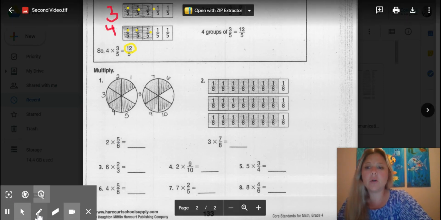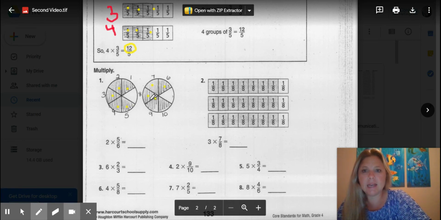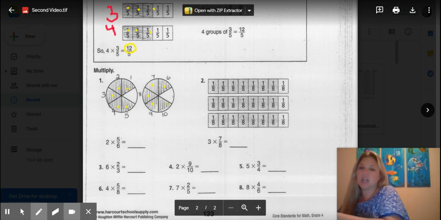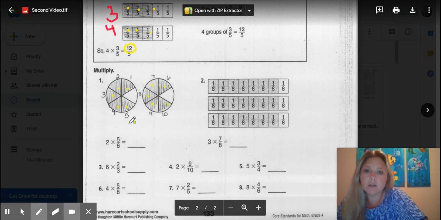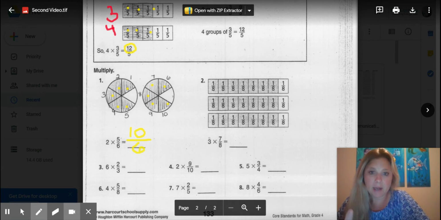If I were to go through and count the pieces, 1, 2, 3, 4, 5, 6, 7, 8, 9, 10. How many pieces at that point are actually going to be colored in? It's 10 pieces, correct? So I'm going to take my 10, put that as the numerator, and then out of how many pieces are we talking about? We're talking about 6 pieces. Now, this is an improper fraction, but that's fine. That's what they're looking for right now.